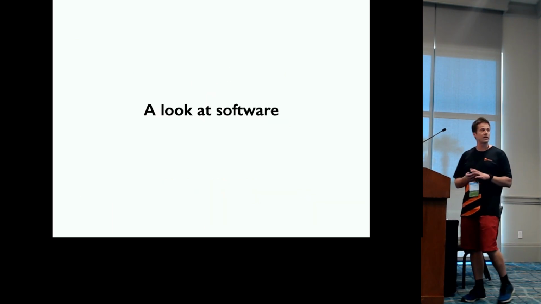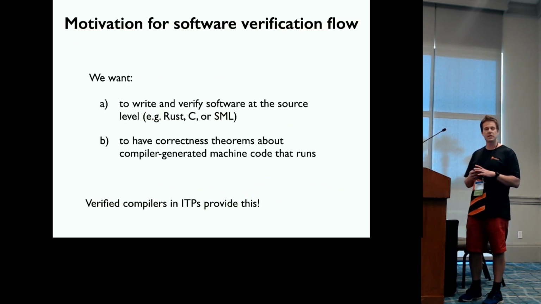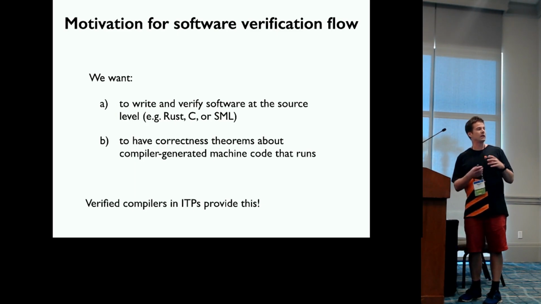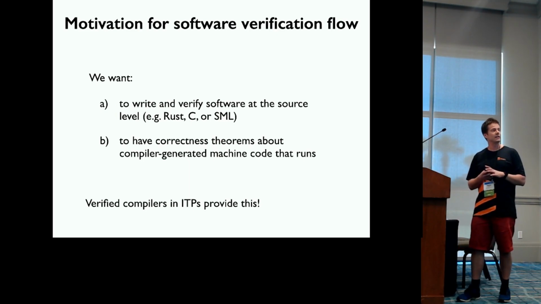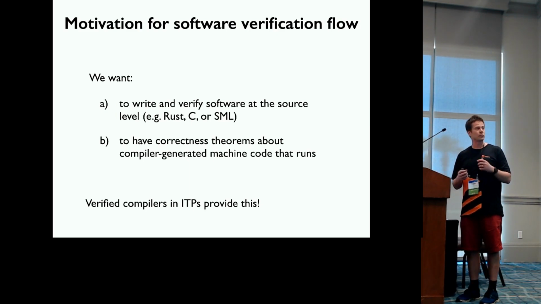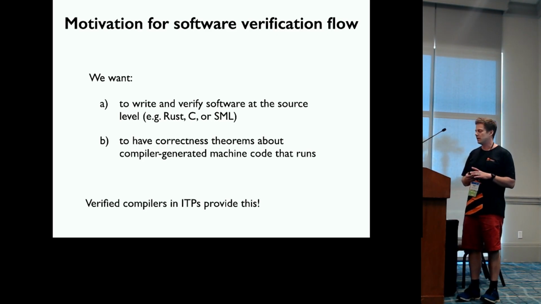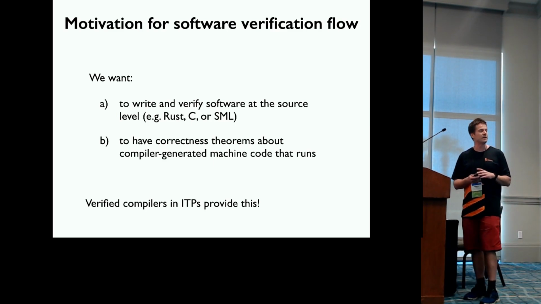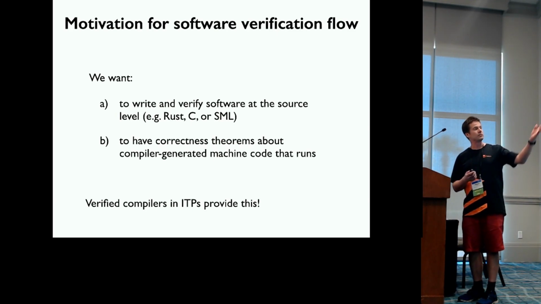So let's start with looking at software. The motivation for this verification flow is that we want to write our software at the source level, of course, in Rust, C, or SML, or something like that, and then reason about it at that level. But then, at the same time, we want to have correctness theorems about compiler-generated machine code, the machine code that actually runs. And verified compilers in interactive theorem provers provide both of these.